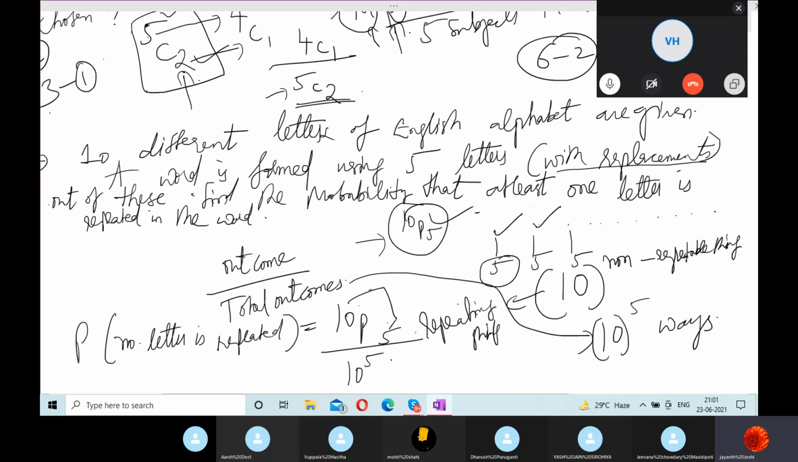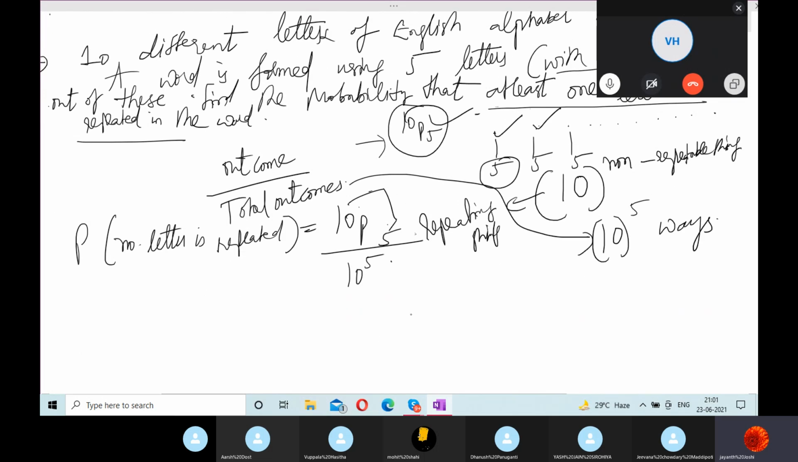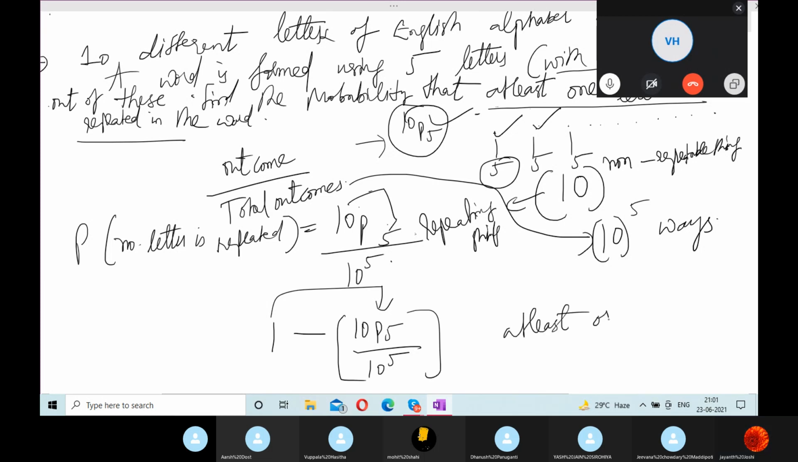This is no letters repeated, but we have to find out at least one letter is repeated. So for this, you already have common sense. The easiest formula you already know, 1 minus 10p5 by 10 power 5. That means 1 minus, if no letter is repeated is removed, at least one letter would be repeated. Correct? So this is the probability. All of you make a note of this.